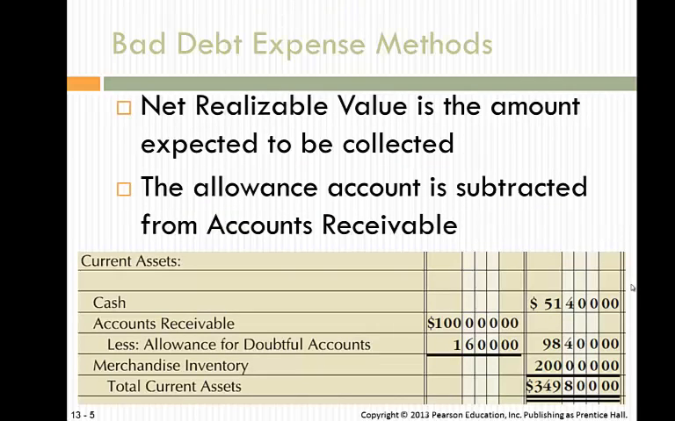This is how allowance for doubtful accounts is presented on the balance sheet. Notice that it's listed in a separate column, so a subtotal of accounts receivable minus allowance for doubtful accounts can be shown in the right column, along with the totals of other assets. This subtotal is called net realizable value. It means this is the amount the company expects to realize or receive from customers.